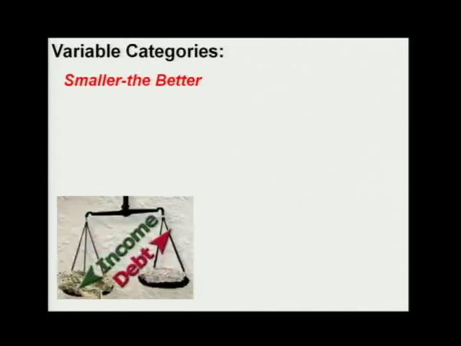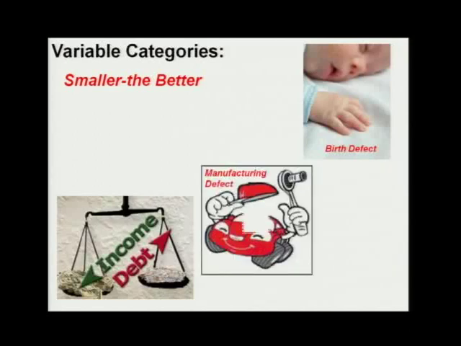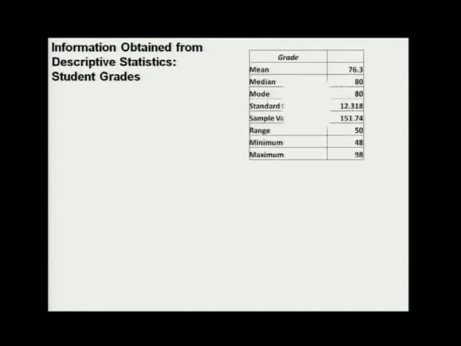Then smaller the better. As I said earlier, income is larger the better, debts are smaller the better. Birth defects, we would like to have the smallest birth defects rate possible, so that's another smaller the better variable. Manufacturing defects, returns, rejects, all of these are smaller the better variables. So it's very important to have a good idea about what category of variable we are describing before we look at descriptive statistics. Now, going back to students' grades.